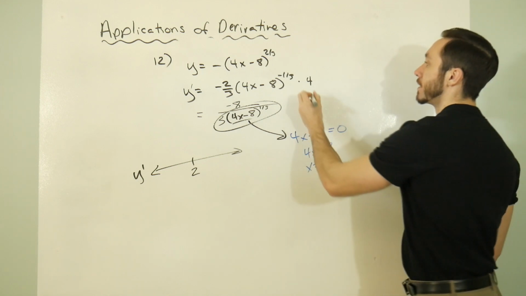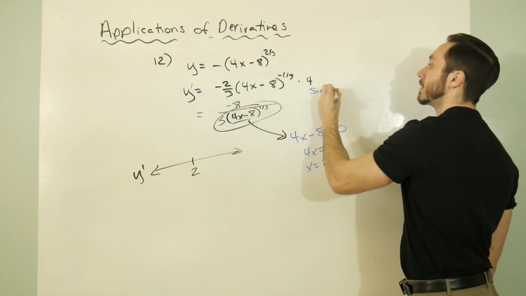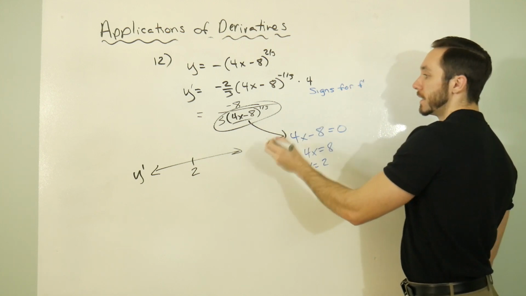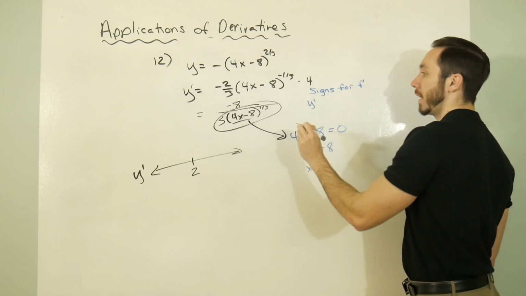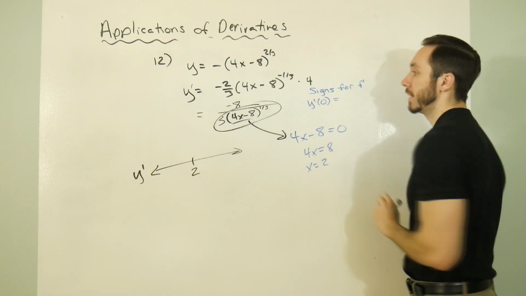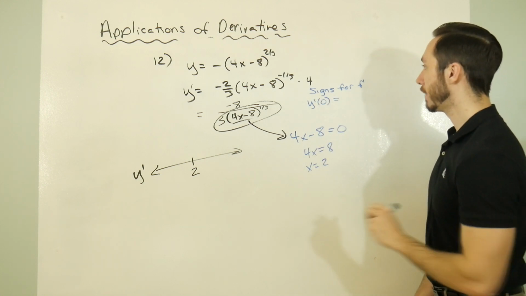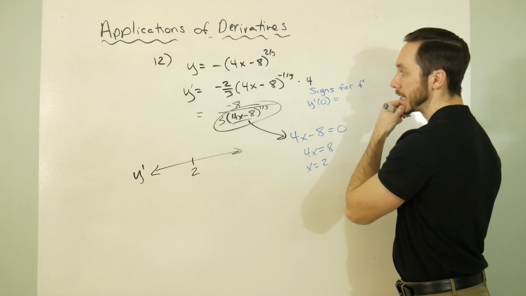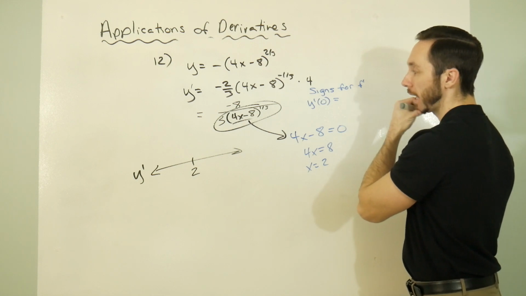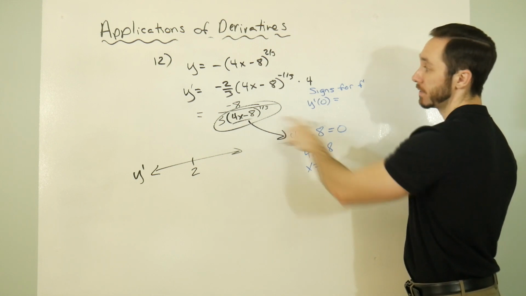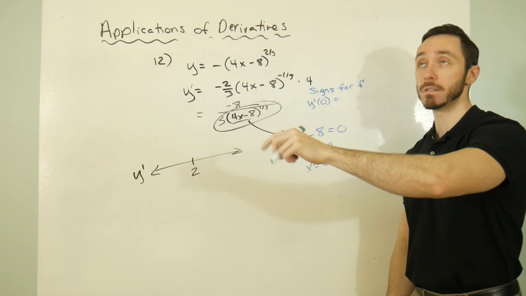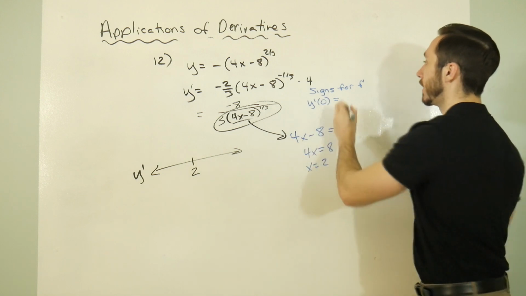So signs for f prime. I'm going to do this off to the side again. So I'm going to look for y prime of 0. So it's going to be positive or negative. If I were to plug in 0 here, okay, I get -8 to the 1/3 power. That's -2. So -8 over -2 is 4. 4 over 3, that's positive.